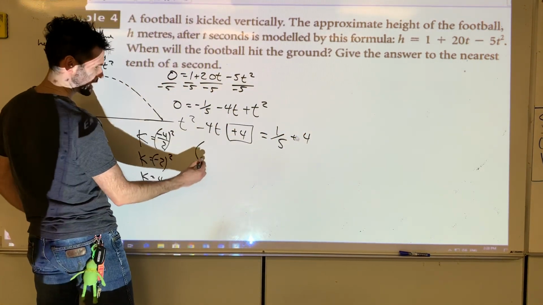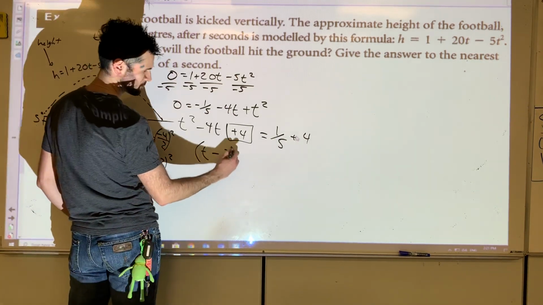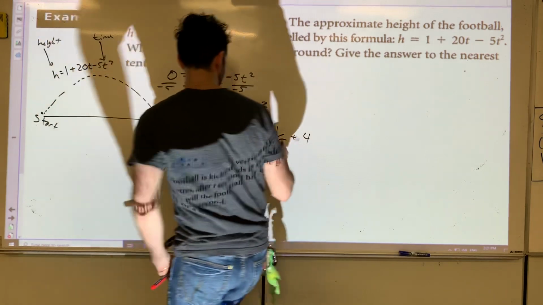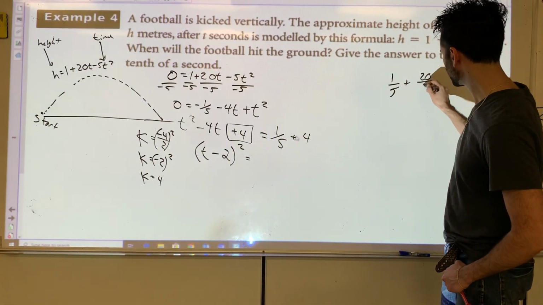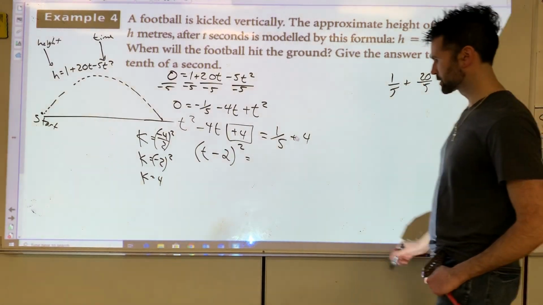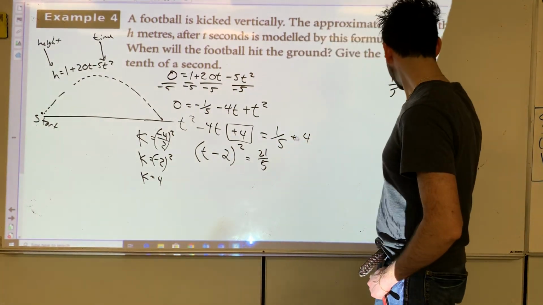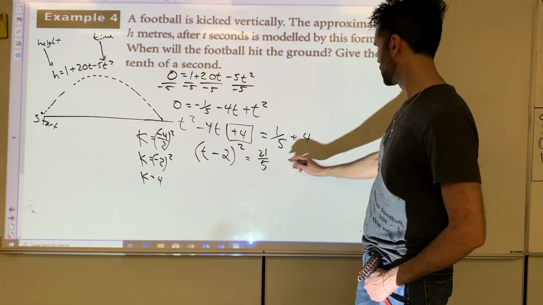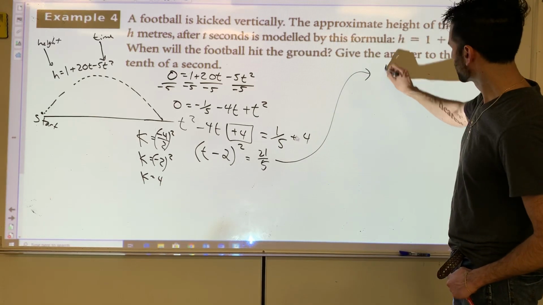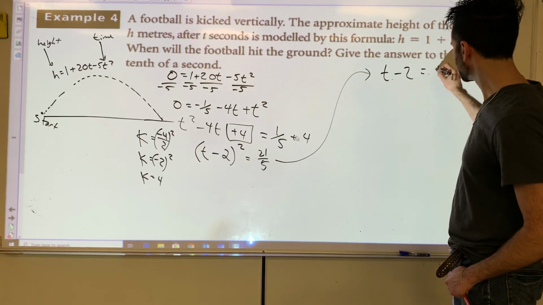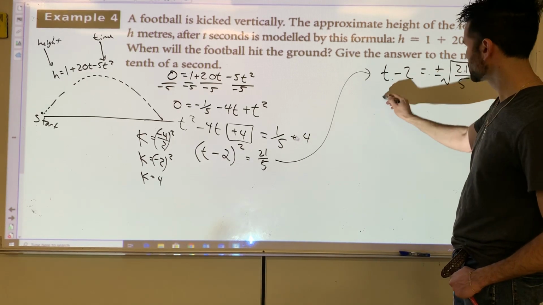Now I can factor that. It's going to be t minus whatever is over here in the intermediate step, 2 squared. Get a common denominator, so 1 over 5 plus 20 over 5, right? So you get 21 over 5. This would be a calculator question. Now I'm running out of room, so I'm just going to go over here. I'm going to square root both sides. So I'm going to get t minus 2 equals plus or minus square root of 21 over 5. Add 2 to both sides.